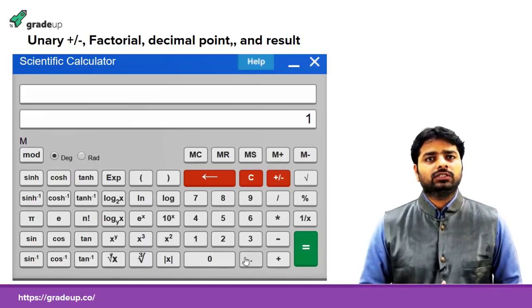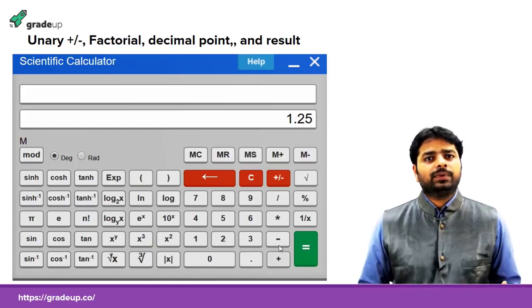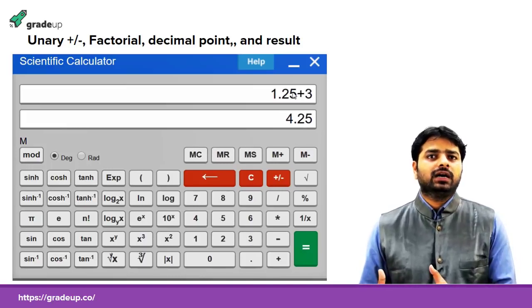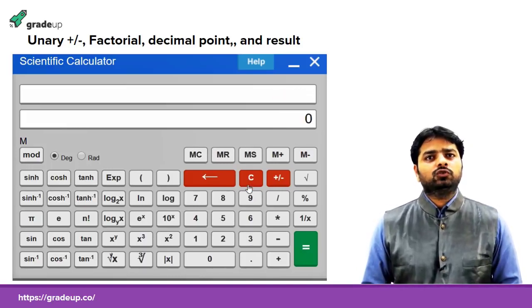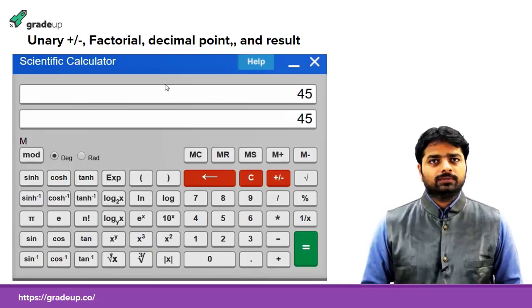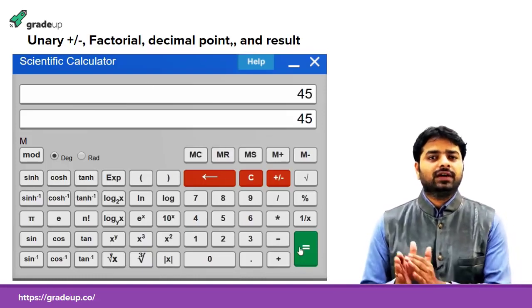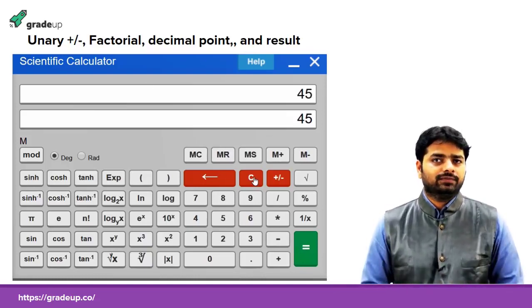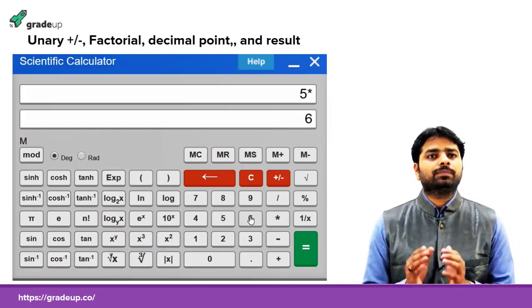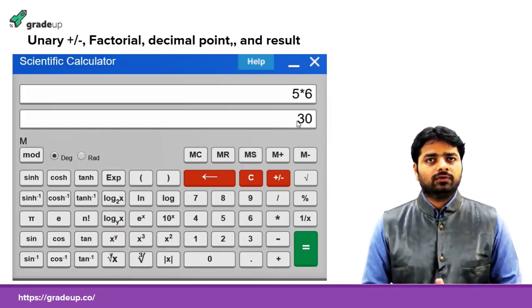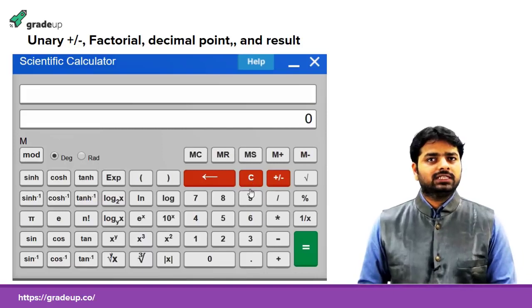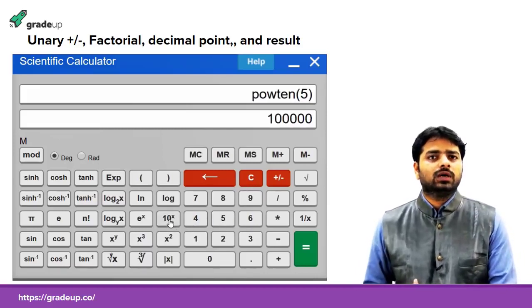Then we use the decimal point. See, 1.25, I just pressed it, and then 1.25 plus, I am going to perform with 3. 1.25 plus 3 will be 4.25. Similarly, you can use a number which you want to display, 45. Then press equal, and you will see 45. So equal is always important after pressing all the keys that you want to perform. So 5 into 6 is 30, which you can see with the equal to.